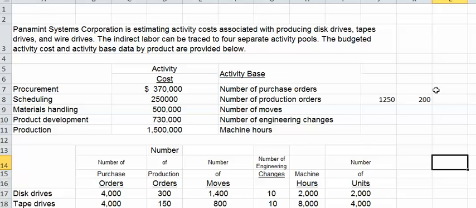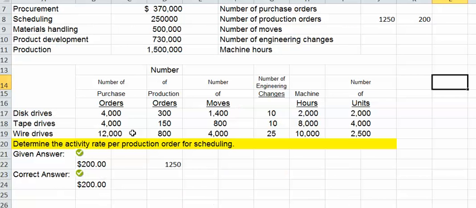We can then take that information and calculate the cost for a disk drive by applying the 300 times the 200, and that would give us our cost for scheduling for the disk drive. We would do that for each one of these items across to come up with the overhead that would be applied, say, to disk drives or to tape drives or to the wire drives.